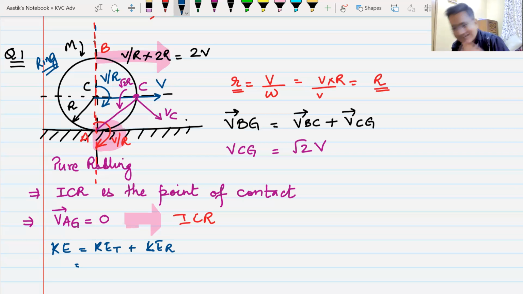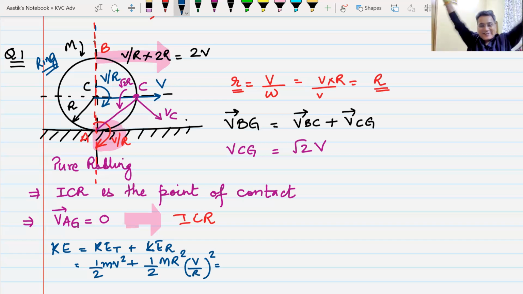Okay, let's see. I don't remember it, so I will have to calculate it. To find the translational kinetic energy, I will do half mv square. Then to find the rotational kinetic energy, it is half into I. Remember, it is I_COM, so it is half mr square. Omega is v by r, squared. So I end up with the same answer, mv square. That is the kinetic energy of this body.